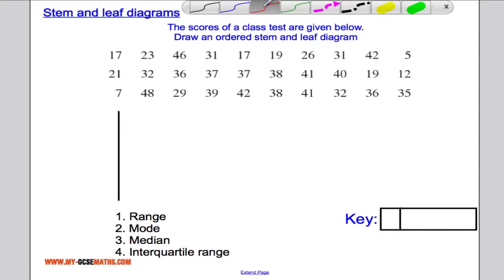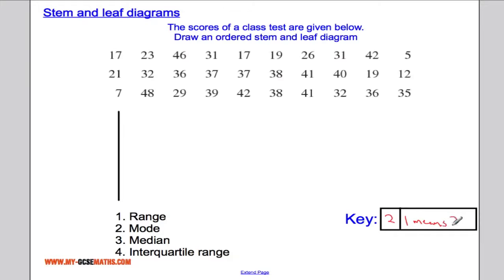Now, the very first thing we must do is decide on a key, and that just explains how we read our stem and leaf diagram. So if I choose, for example, 21, and I say 2 with this line here, 1 means 21, that just tells whoever views the stem and leaf diagram exactly what it means.